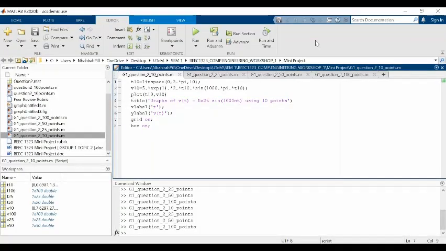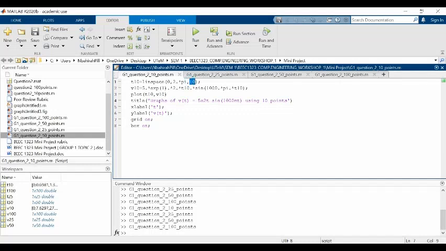For the second question, we need to plot the function V(t) using 10, 25, 50 and 100 points. The function is V(t) equals 5 exponential 2t sine 1000 pi t. Now I'm showing you the coding to plot the function of V(t) using 10 points. The first line is to define t10 by 10 points.